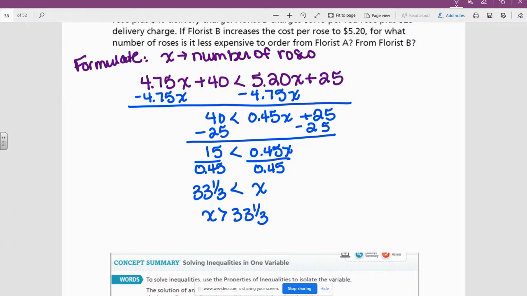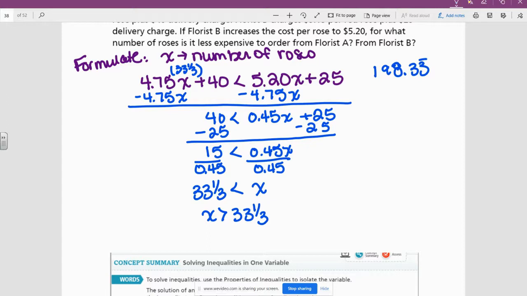So this time, if you plug in 33 1/3, you'll get the same thing on both sides. Let's go ahead and do that. So if I plug in 33 1/3 roses, I'm going to take 4.75 times, well, in my calculator, I'm going to put it as an improper fraction. So that'd be 100 divided by 3 plus the $40. It'd be $198.33 repeating cents, or in other words, $198.33.